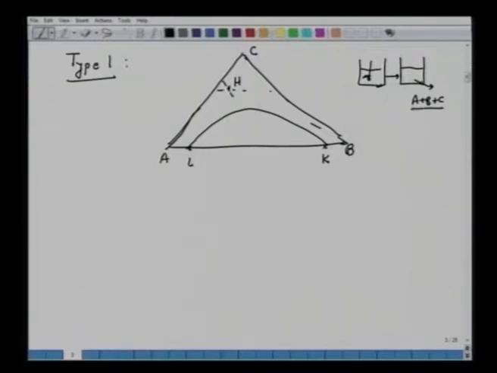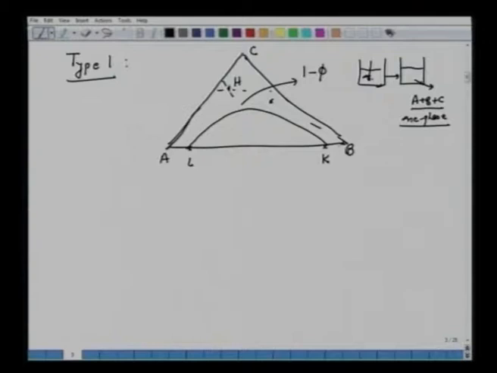So all are miscible. I choose another composition here, which has certain percentages of A plus B plus C. Stir them, allow them to settle. Still there will be one phase. So this is a one-phase system; it's all one phase, because A and C are completely miscible here, and B and C are completely miscible.